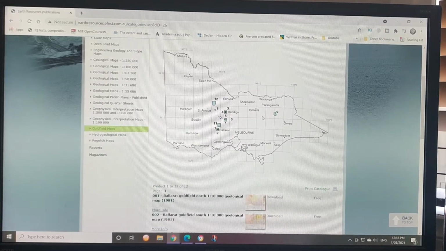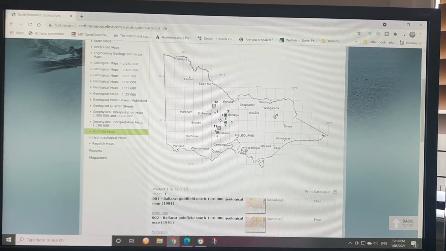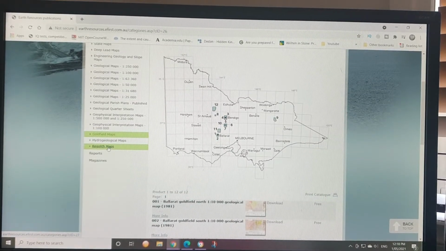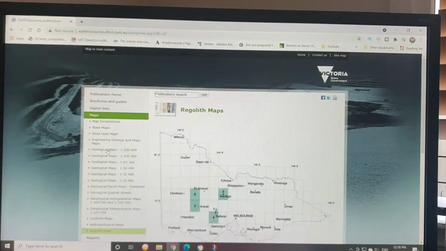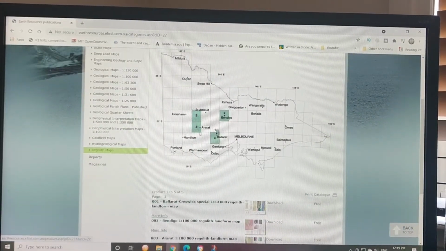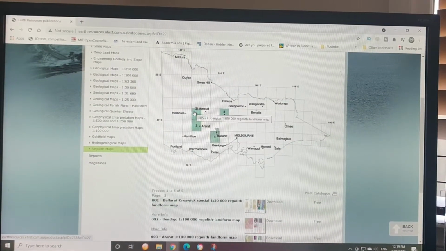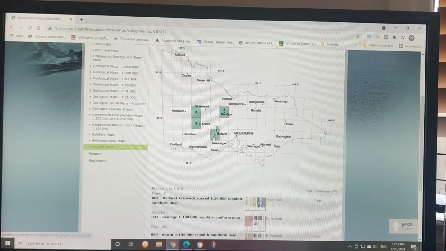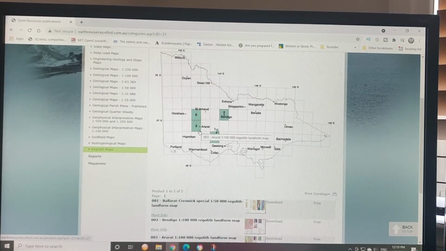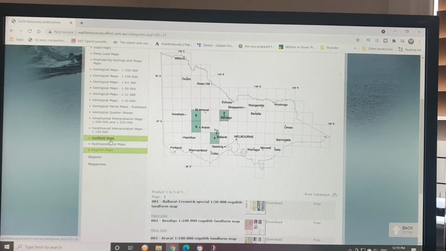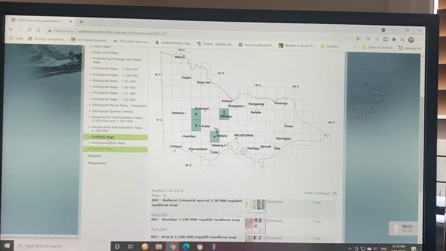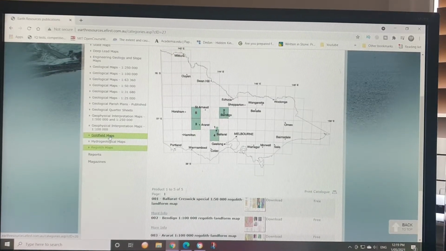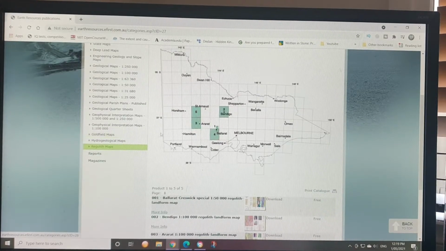And I've actually got a regolith map. This is the one I have actually done. Number 3, Ararat, Rapunyup, whatever, Bendigo and Ballarat. If you want geological information, you can use those maps to see where the actual ore deposits are in the rock. But this is where they've actually been transported.